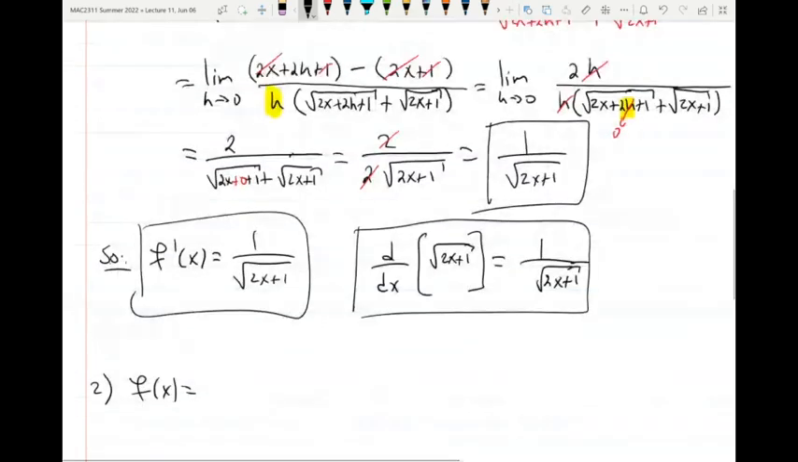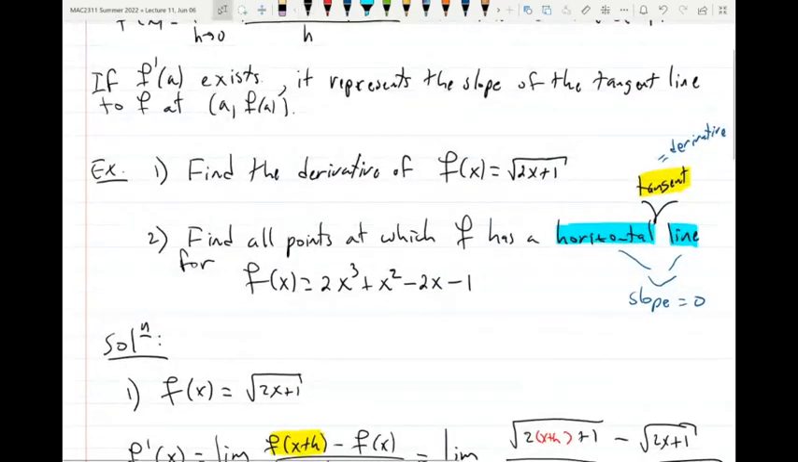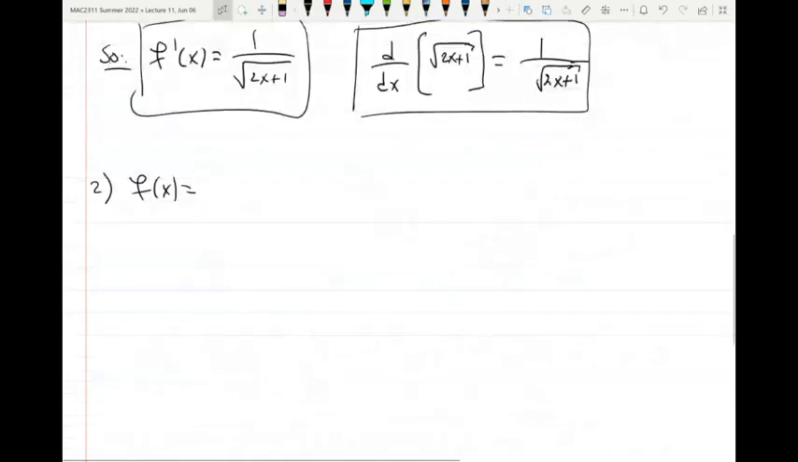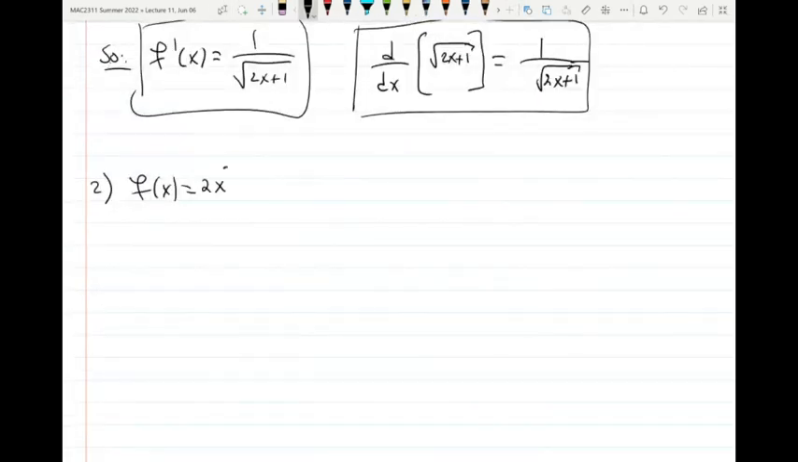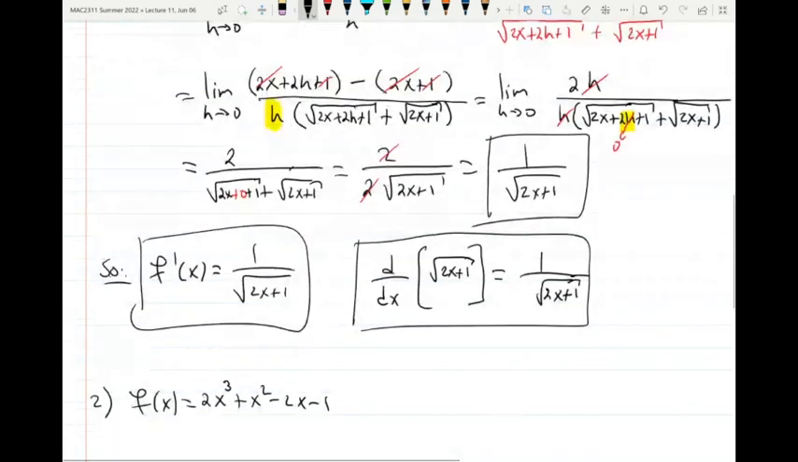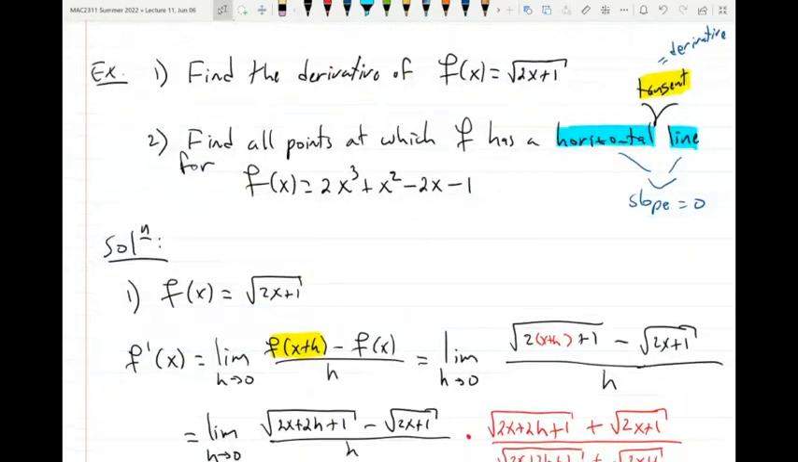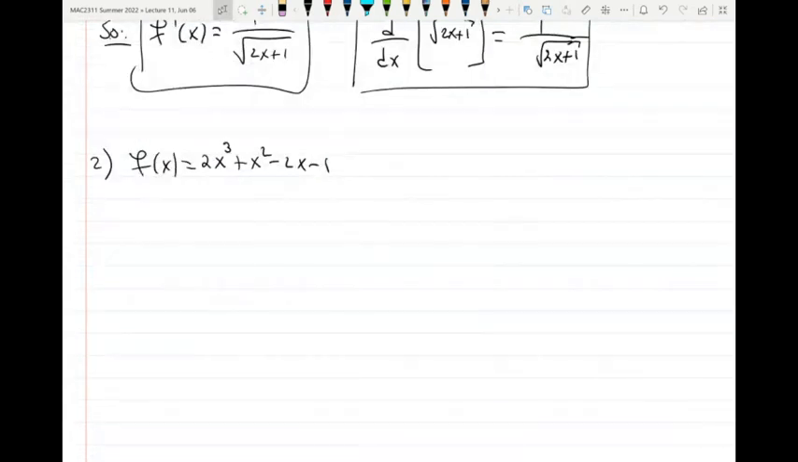So the function was 2x cubed plus x squared minus 2x minus 1. 2x cubed plus x squared minus 2x minus 1. Make sure. Okay, so now that we have this, let's begin the problem. So first, you know that we need the derivative, right? So first, we need the derivative.